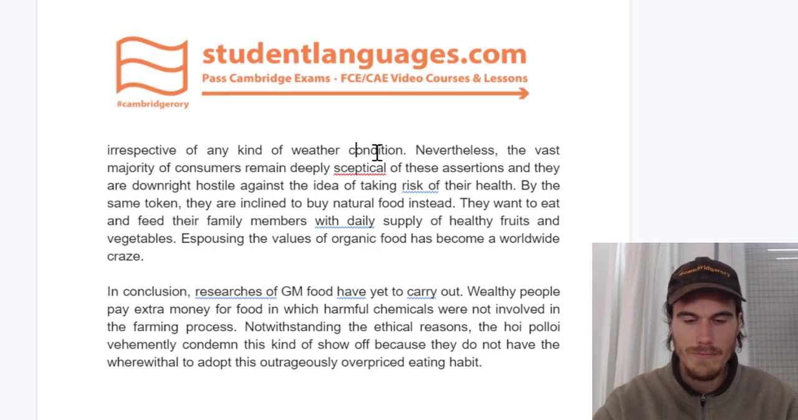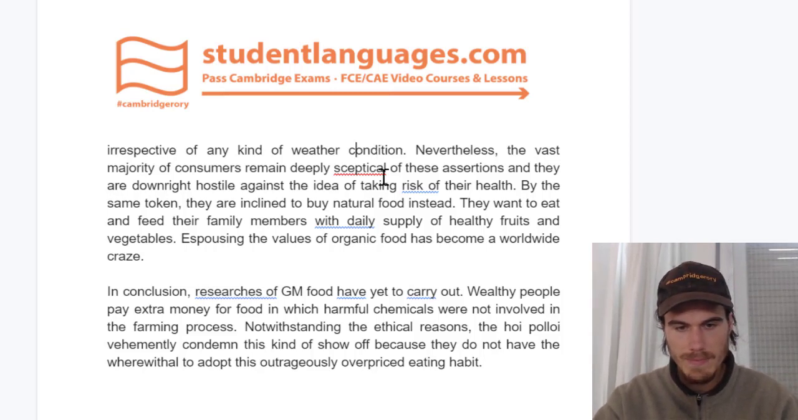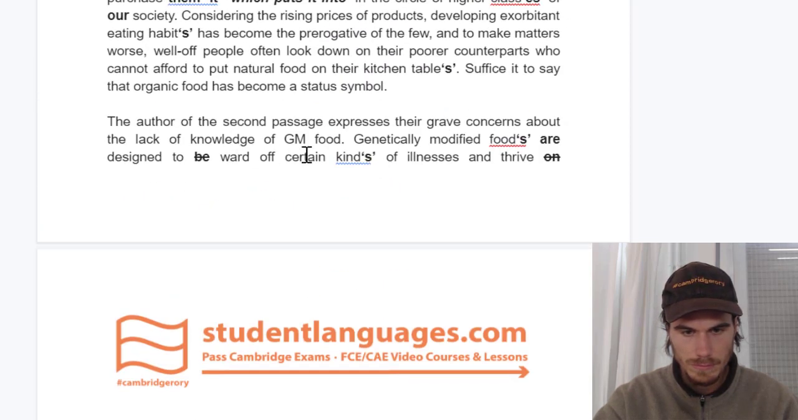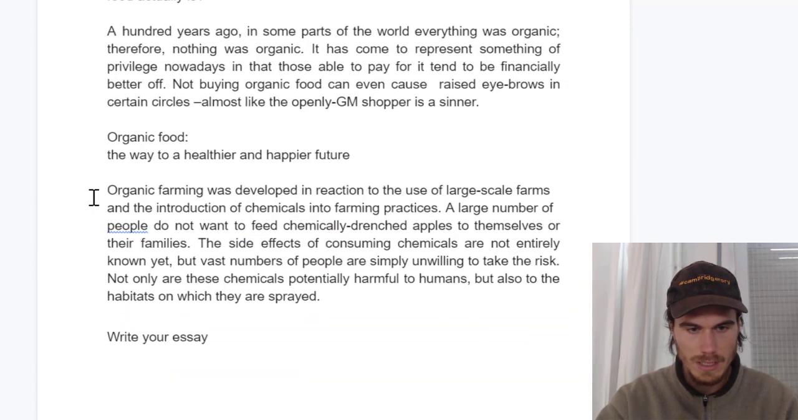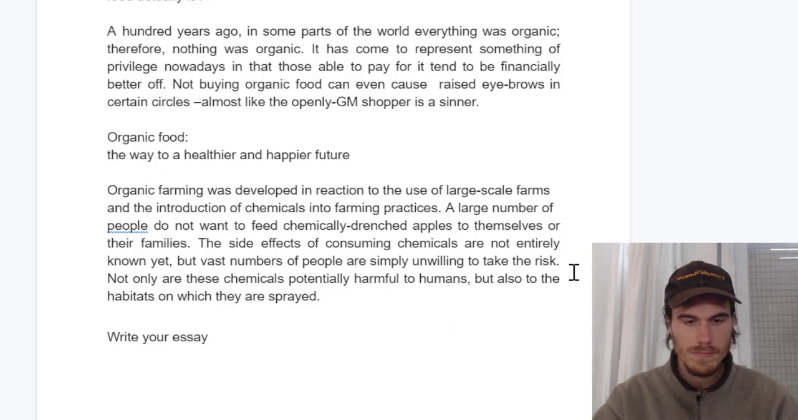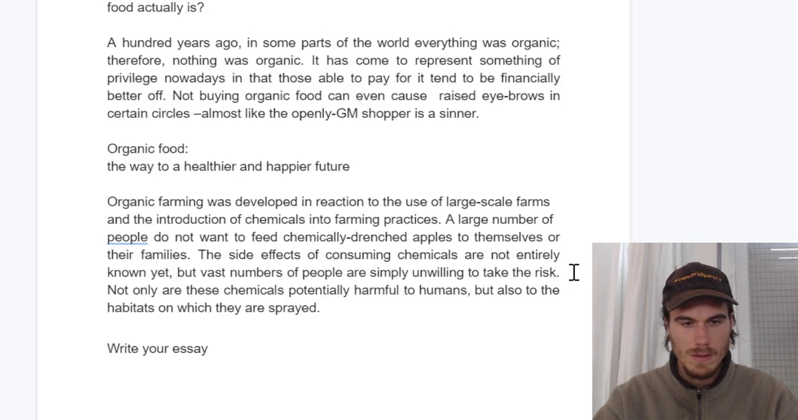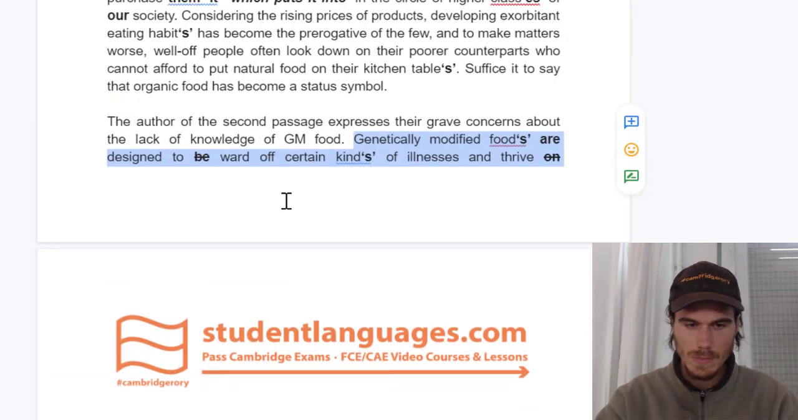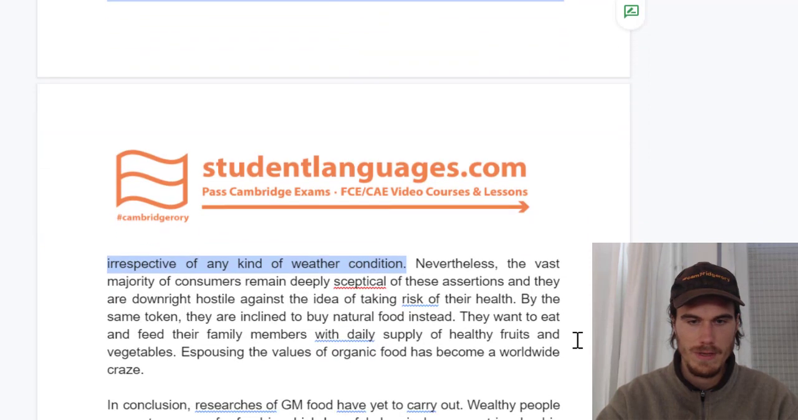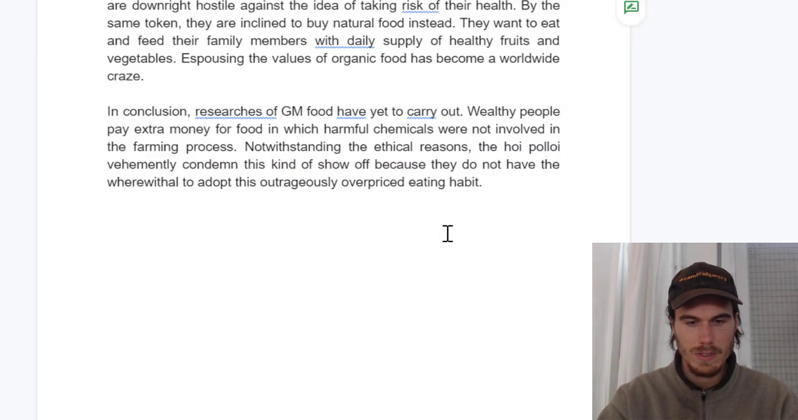Nevertheless, the vast majority of consumers remain deeply skeptical of these assertions. Okay, so I'm just going to check if this is your idea or if it's the idea of the passage here. Yeah, so it looks like it's your idea, that's what I was thinking. Are designed to ward off certain kinds of illnesses and thrive irrespective of any kind of weather condition. Okay. Nevertheless, okay, so there's another linking word we can put down here.